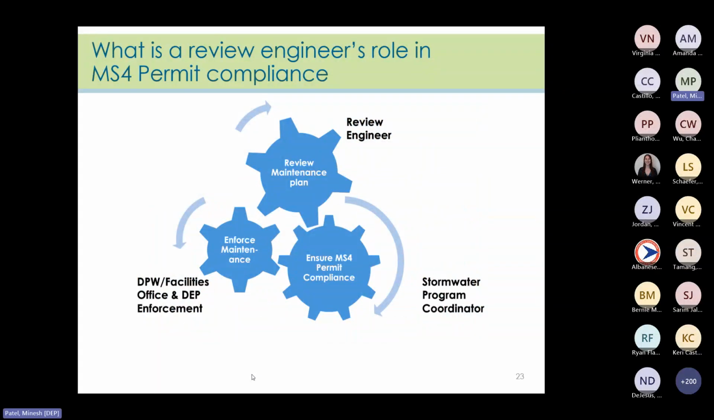So if you want to put things in perspective, an inadequate review can really wreck things. The duties of these 3 parties that you see here on this slide have to mesh together. So not requiring the details of the maintenance plan can push the burden on the stormwater coordinator or DPW facilities maintenance office, or it can even create an issue for DEP enforcement.